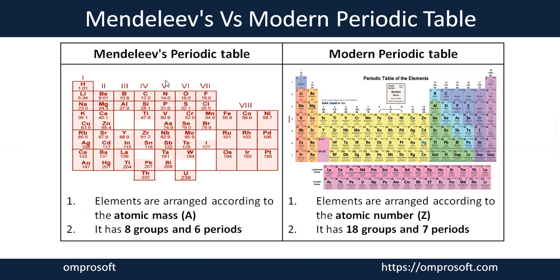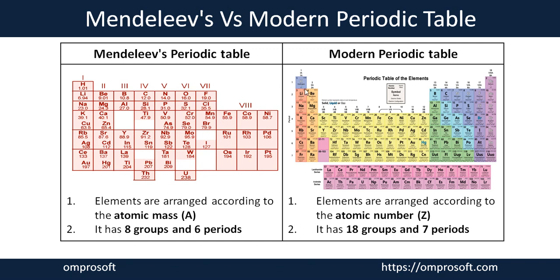In Mendeleev's periodic table, according to Mendeleev, the elements are arranged in ascending order of their atomic mass, which is represented by capital A. And in the modern periodic table, it's based on the Henry Moseley principle, in which elements are arranged according to the atomic number. So here you can see in Mendeleev's periodic table that a number is mentioned below any element symbol. These numbers show the atomic mass of that particular element, and all the elements are arranged in ascending order of their atomic mass.